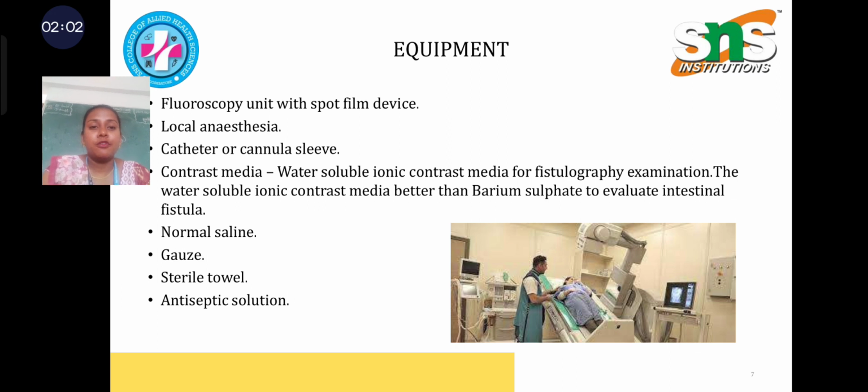Equipment: fluoroscopy unit with spot film device, local anesthesia, catheter or cannula sleeve, contrast media, which is water soluble ionic contrast media for fistulography examination. The water soluble ionic contrast media is better than barium sulfate to evaluate intestinal fistula. Next is normal saline, gauze, sterile towel, antiseptic solution.